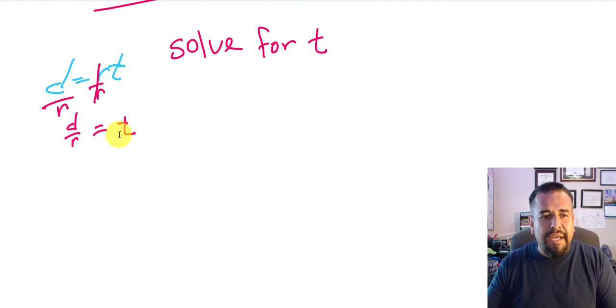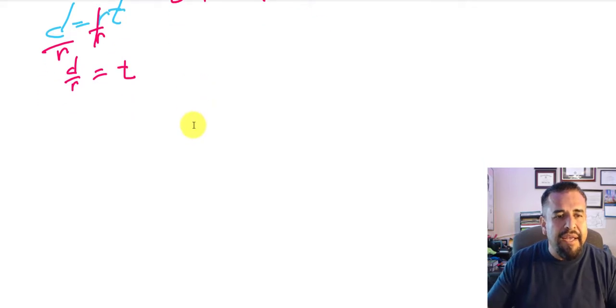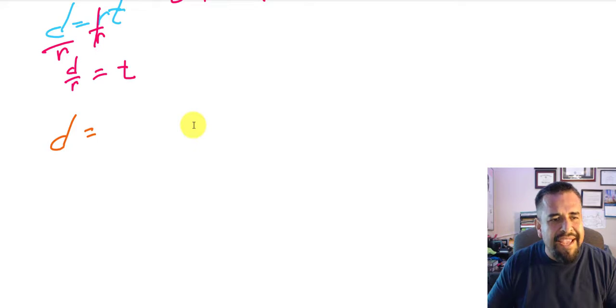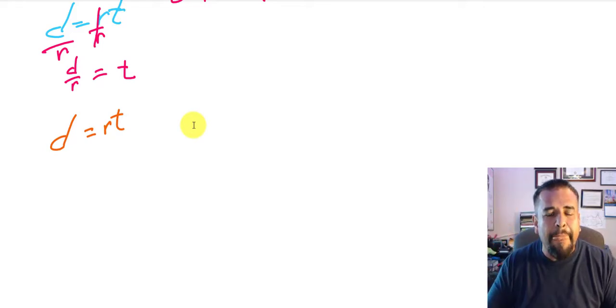Let's try another one. We're going to go back to the original. Let's say now this is still my formula D. It doesn't matter what it is. I just want to take it from the first one to show you that you can solve for any variable.